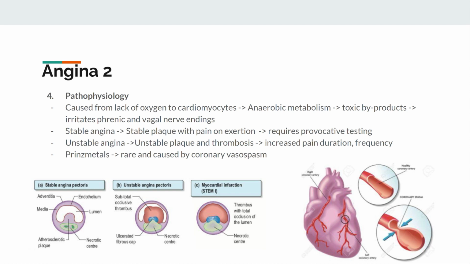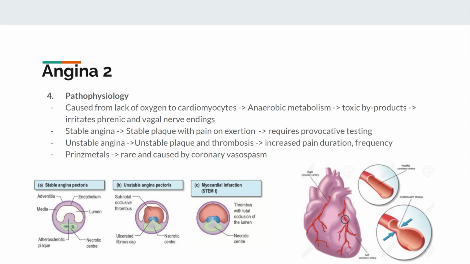And finally, there's one that's pretty rare, and it's called Prinzmetal's. And it's caused by coronary vasospasm. So I've got a little diagram here at the bottom of the slide. On the left-hand side in A, you've got stable angina pectoris. That's just stable angina. You can see here you've got this plaque that's not really doing too much. It's just occluding a little bit of the lumen of the blood vessel, but it's not really doing too much. Next to it, in B, it's unstable angina pectoris.